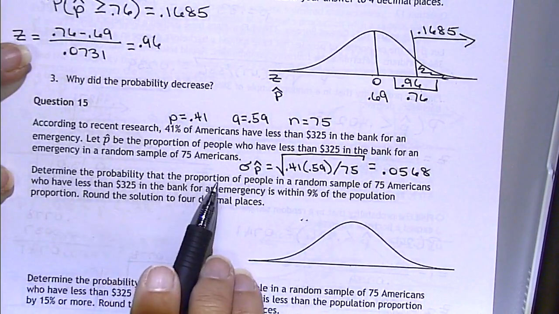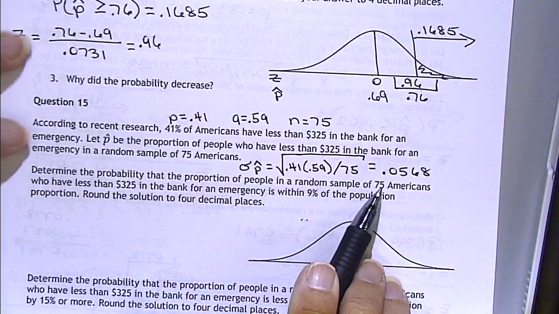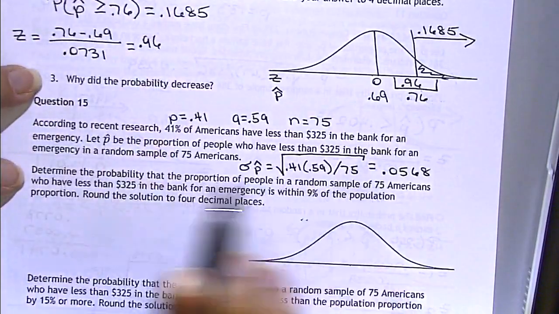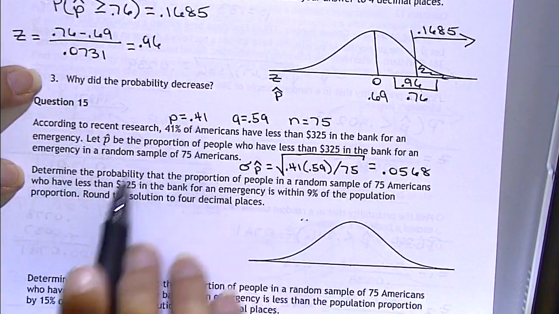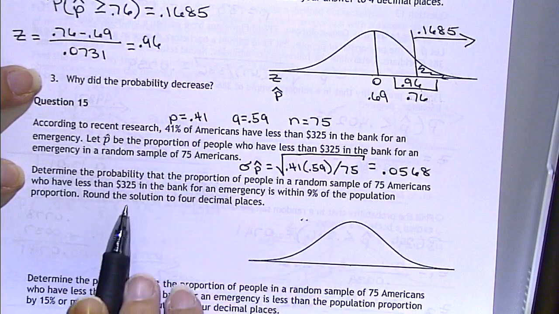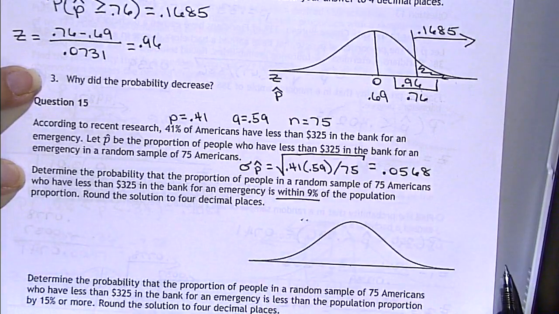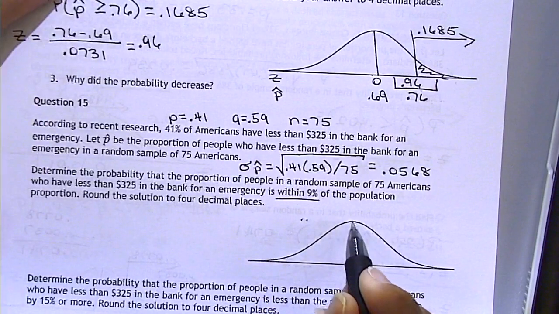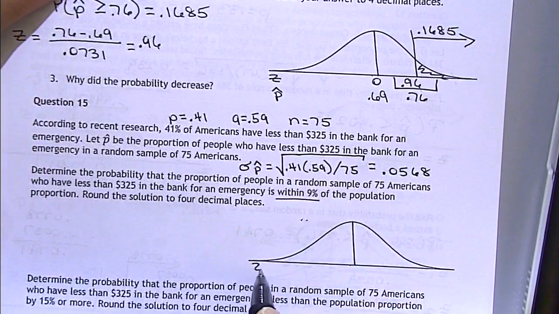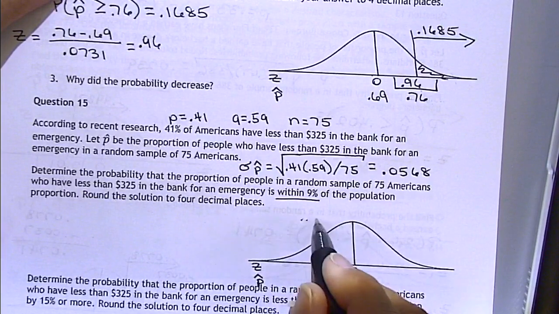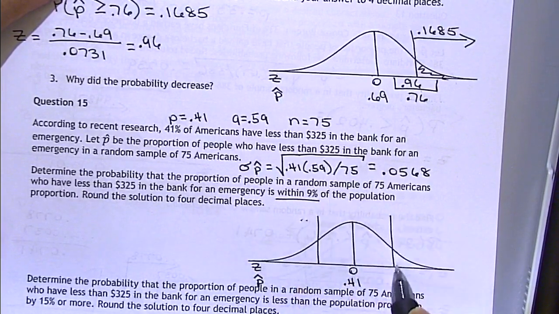The probability, the proportion of people in a random sample of 75, haven't changed the sample size, good, who have less than $325, so that's what they told me about, that matches the population proportion, is within 9%. It's within 9% of the population proportion. Well, okay. Z, p hat, right? What's the population proportion? 0.41. What two numbers do I need to be within? 9%.